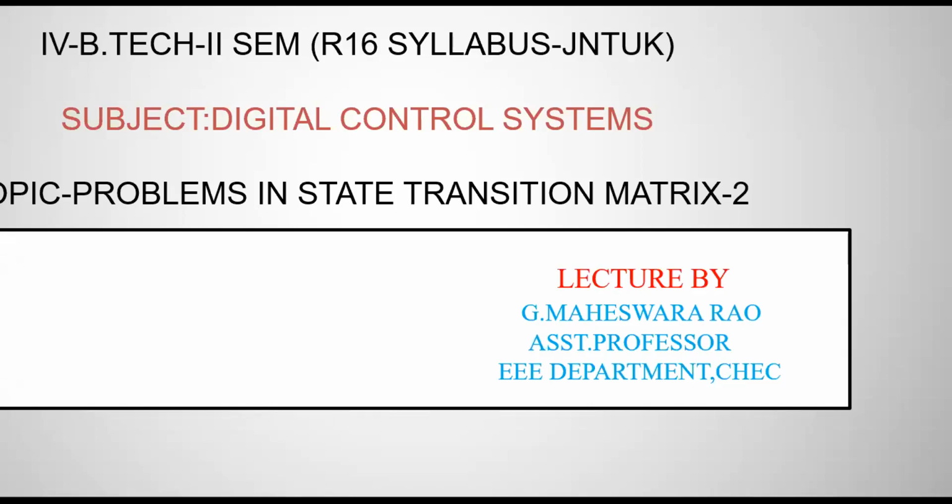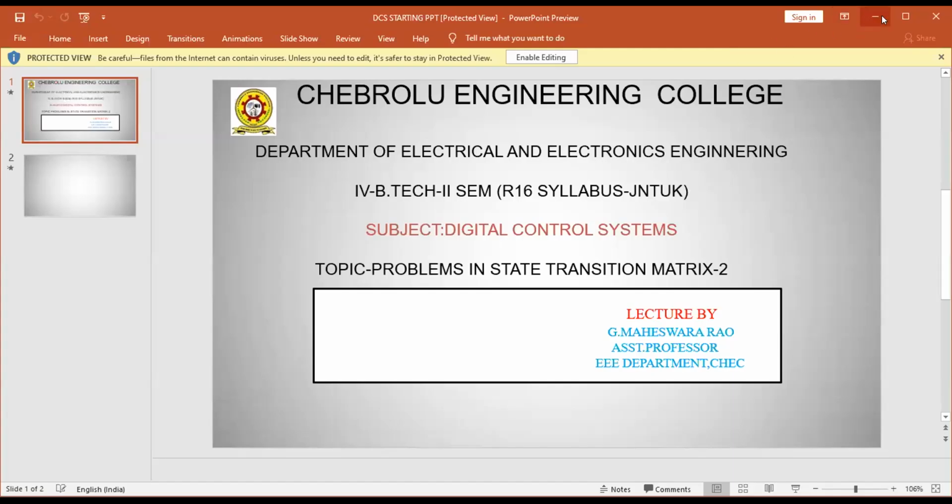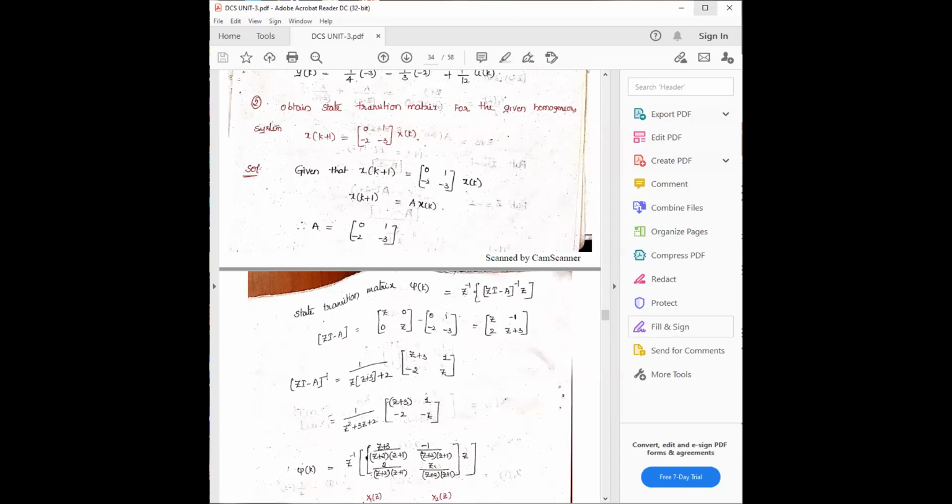Good morning to everyone. Today we are discussing the problems in state transition matrix. In the last class we discussed the properties of the state transition matrix, what is meant by state transition matrix, its importance, and its formula, and we discussed one problem. Today we are discussing another problem in this unit.